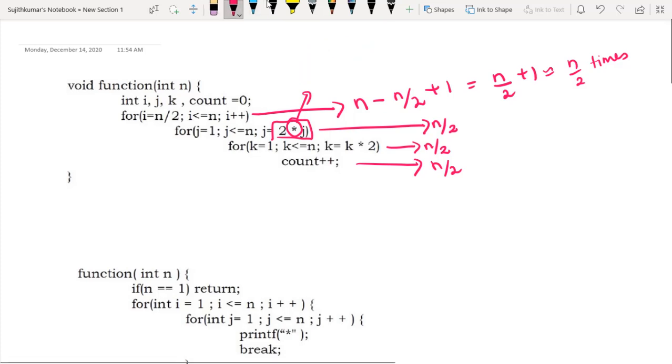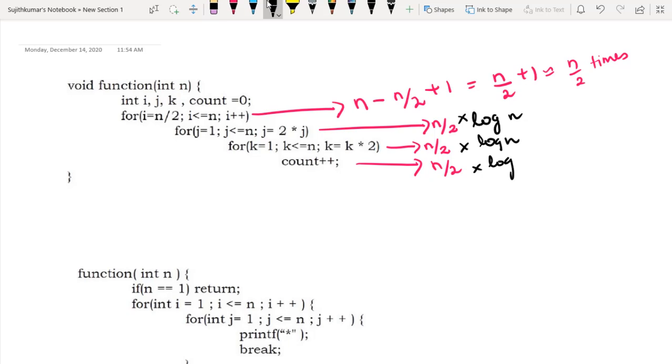So this for loop, let me erase this, will run for log n times. You know that, right? Why? Because this is 2 into j, so it's getting multiplied, so that will run for log n. I have explained that in the previous video. And this is also getting increased by a factor of 2, so this also will run for log n. Let me finish this off. So this is log n, which means everything inside the loop will go for log n, because all are nested.